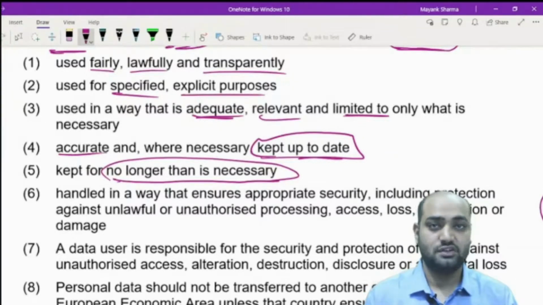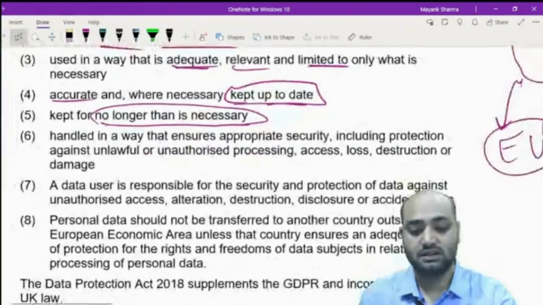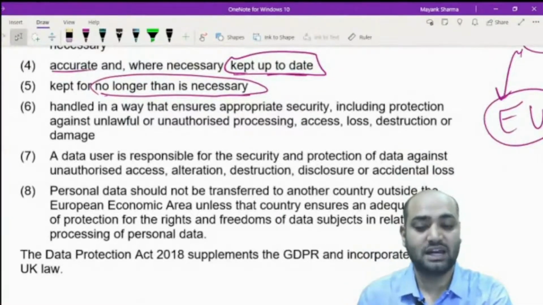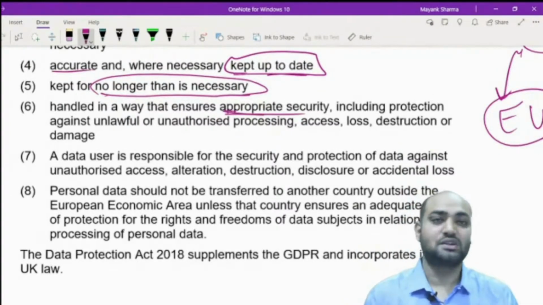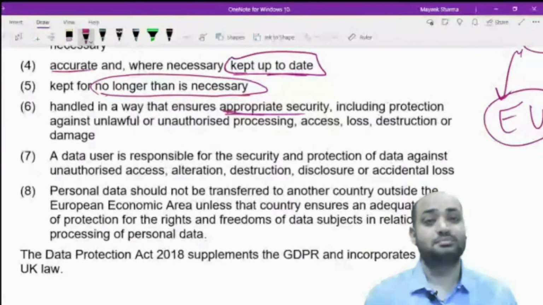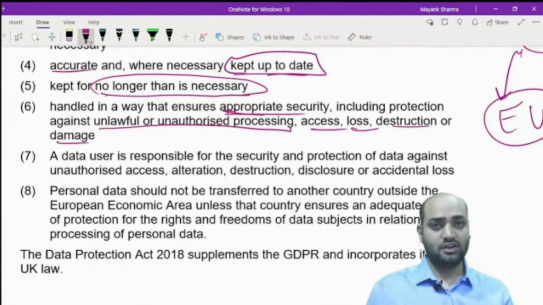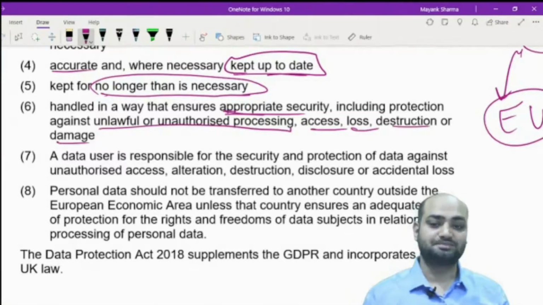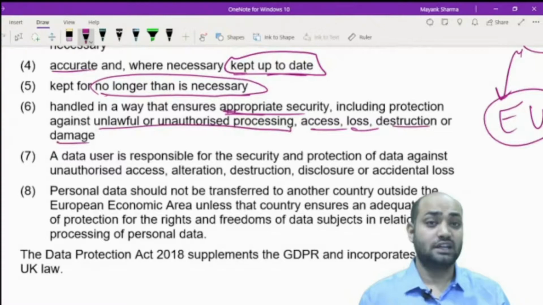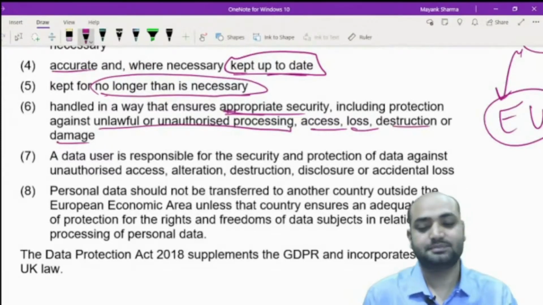So once the tenure is over or the deal is over, the data should not be kept. Data should be destroyed. Also, the data should be handled in a way that ensures appropriate security, including protection against unlawful and unauthorized processing, access, loss, destruction, or damage. So this sixth point is an elaborative requirement which specifies that data should be handled in such a way that it should not be lost, it should not be destroyed, it should not be altered, it should not be used for unauthorized purposes, right?